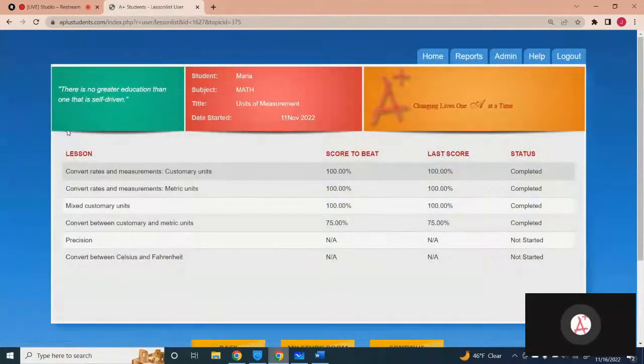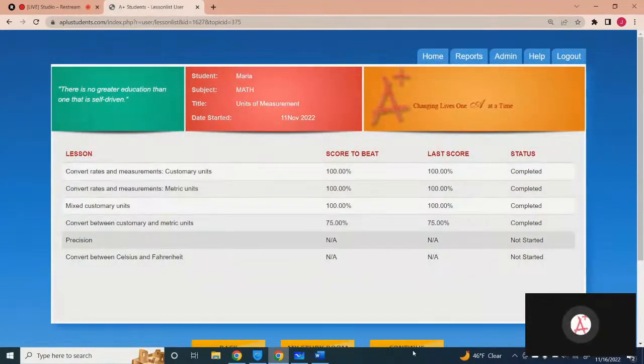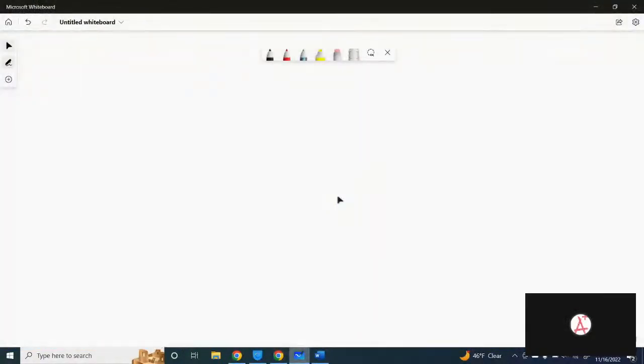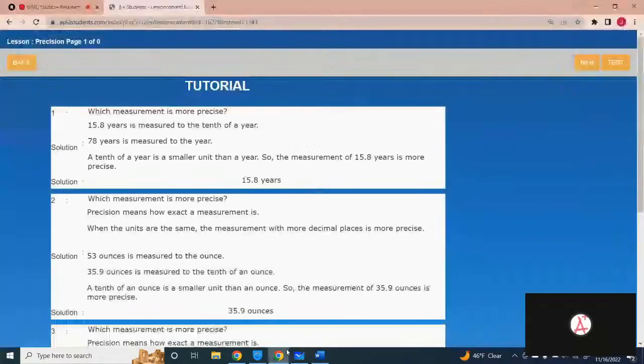Okay, the next topic is precision. Let's start with the next topic, that is precision. Let me write down the lesson name. Okay, let's start with the examples.